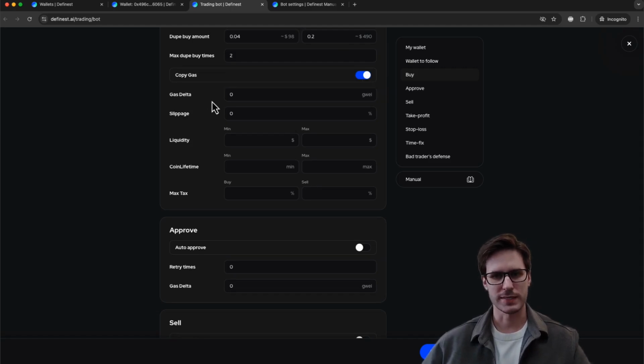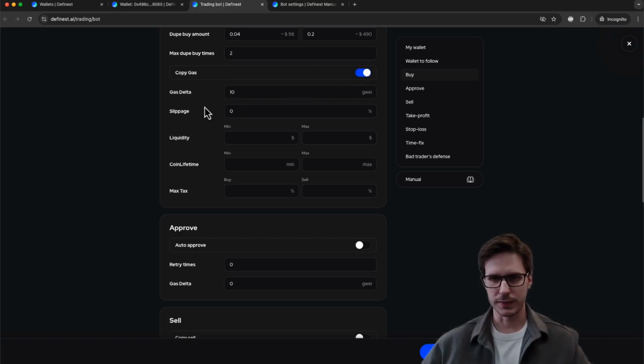Next, gas delta is a gas setting, also measured in GWEI. Since we follow the snipers, it's crucial for us to be among the first to buy, so I recommend setting it to at least 10. If you follow traders who aren't in a rush to be first, you can set it to just 1. How do gas delta and copy gas work? We copy gas: we take the GWEI of the original wallet and add this amount of GWEI to it. If this field is turned off, then only these GWEI work for us. That is, if the original wallet, for example, went at 5 GWEI, then 5 plus 10 will be 15. And if you turn it off, then we will have 10 GWEI on the gas.